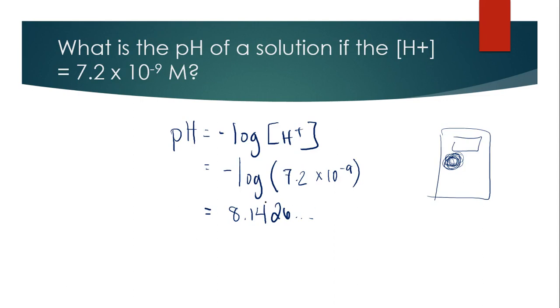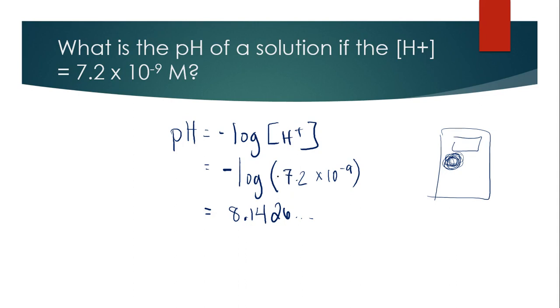My calculator screen shows 8.1426 and some change. So if you got that, you did the steps correctly. Don't forget the negative. The purpose of the negative is that if it's not there, then this is a negative, and we don't have negative pHs. So it's there to make it a positive pH.